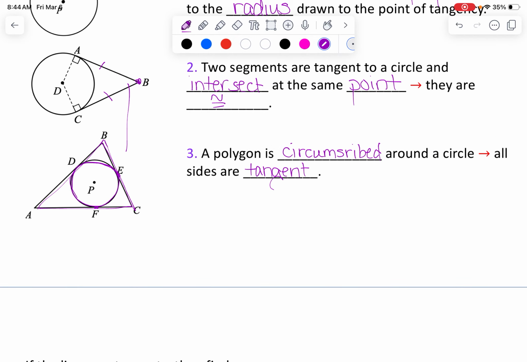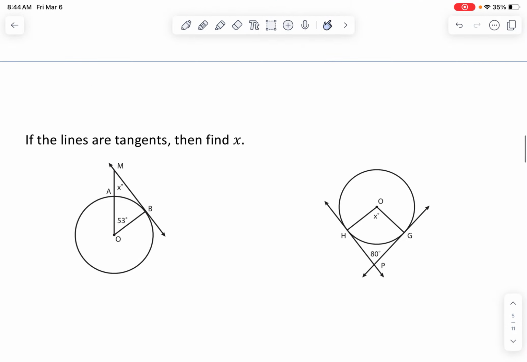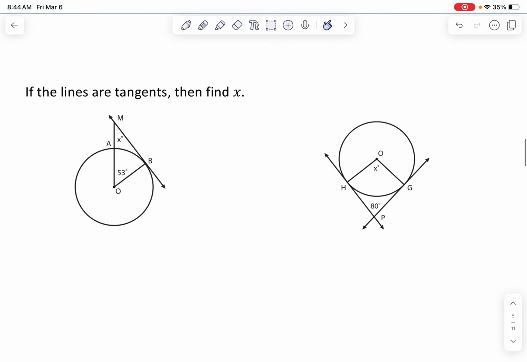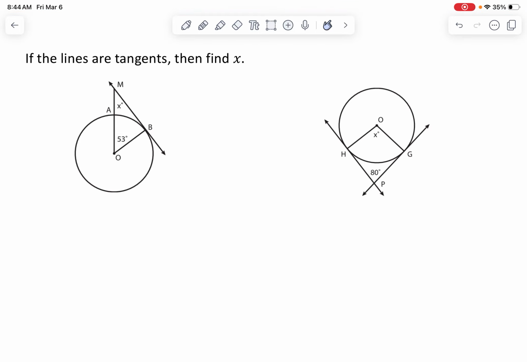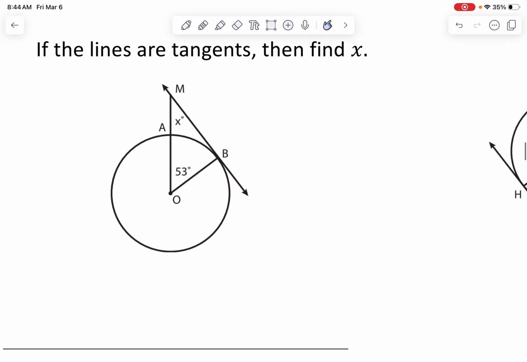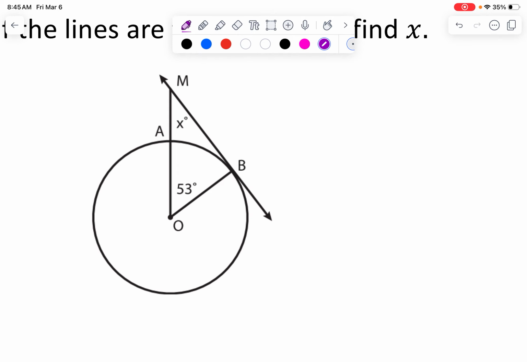Okay, so we are going to apply these properties on a few problems here and get used to how these work. Okay. All right, so the first thing it says, if the lines are tangent, then find x. Okay, so I'm going to try to do that. All right, well, I know in this case that MB is a tangent line, so this is then 90 degrees. And it's a triangle.